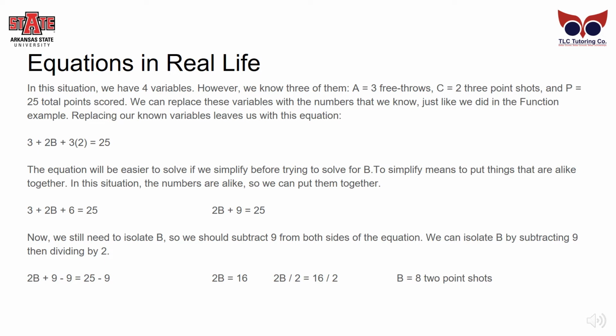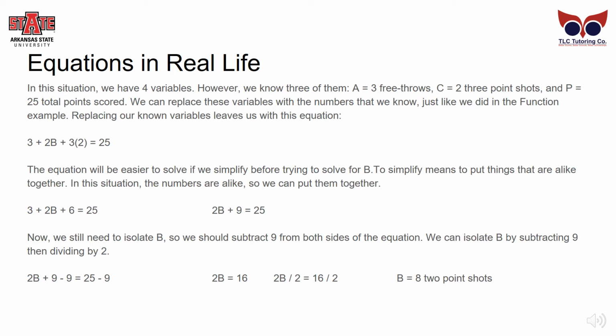The equation will be easier to solve if we simplify before trying to solve for b. To simplify means to put things that are alike together. In this situation, the numbers are alike, so we can put them together. 3 plus 2b plus 6 equals 25. Therefore, 2b plus 9 equals 25.